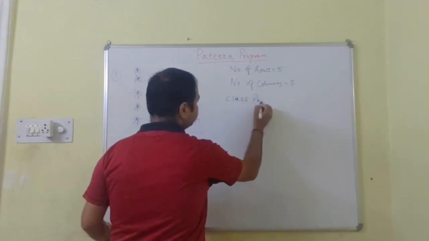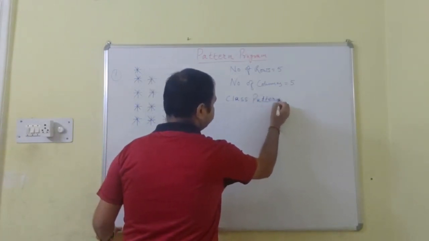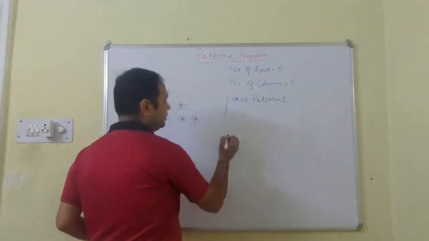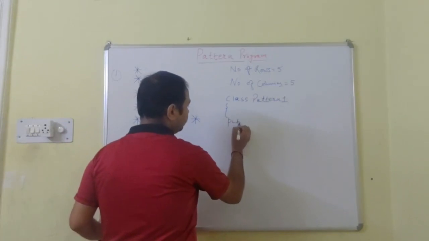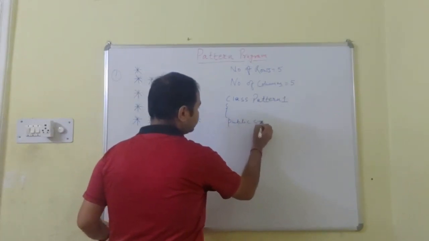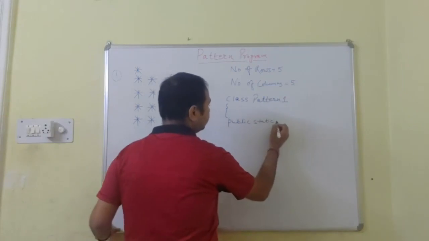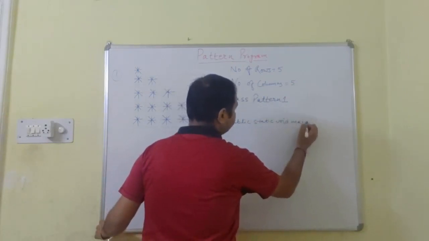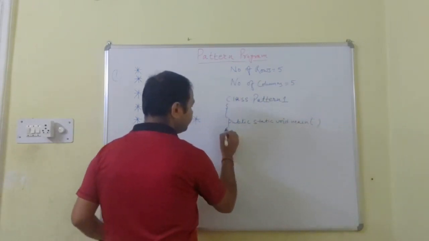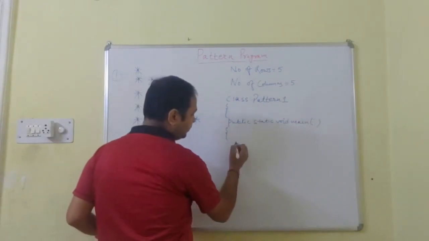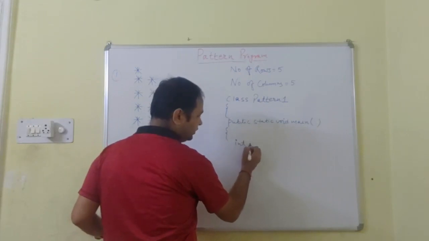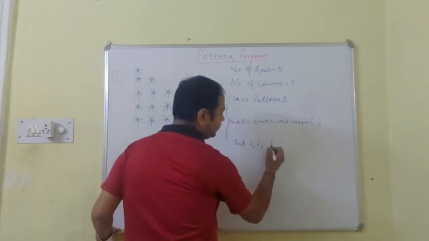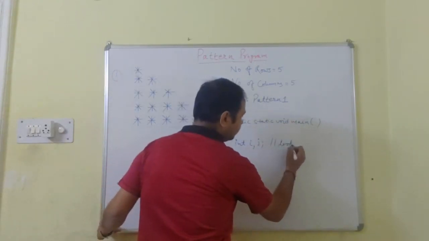Class pattern 1, I give the name as pattern 1, then public static void main. I take the loop variables as int i, j. So these are the loop variables.